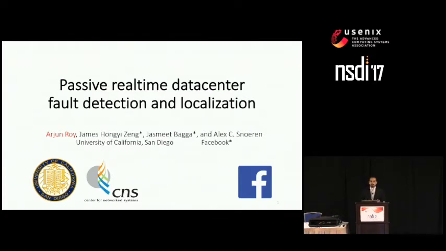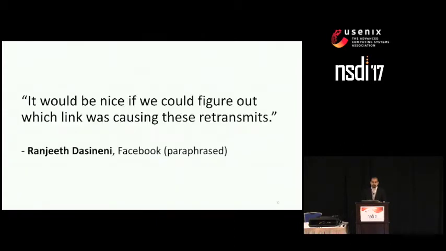A little bit of background about this work. Back in 2012, I was an intern at Facebook, and my intern project that summer involved looking at the TCP metrics that we collected at the end hosts inside of the network. During the course of that summer, I had a conversation with an engineer at Facebook. He mentioned that every so often we'd see TCP retransmits, and it would be nice to figure out which link in the network was responsible for causing these retransmits. This is a paraphrase, but it's a conversation that I had.